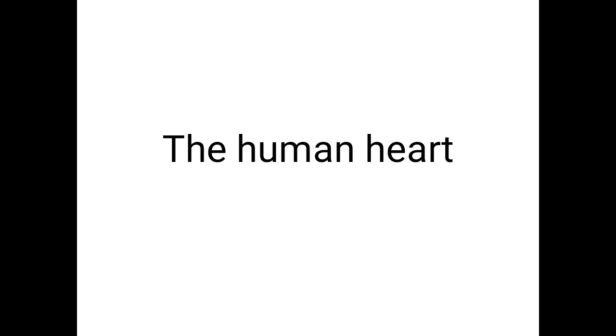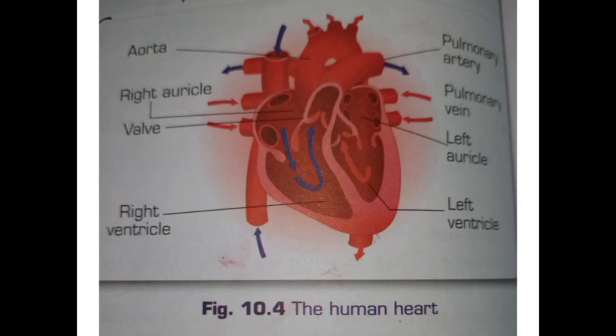The human heart. The heart is a fist-sized muscular organ located between the lungs. It normally beats 60 to 80 times a minute in normal human beings. We can feel our heartbeat when we place our hand on the chest. A doctor uses a stethoscope to listen to the human heartbeat. The heart's function is to pump blood to different parts of the body through the blood vessels.